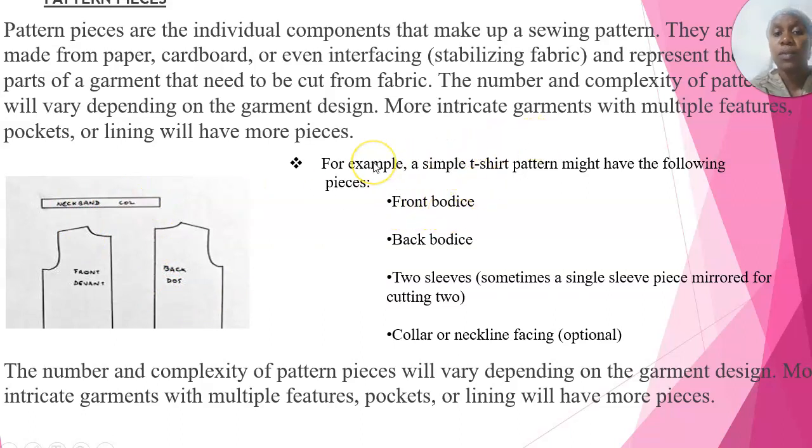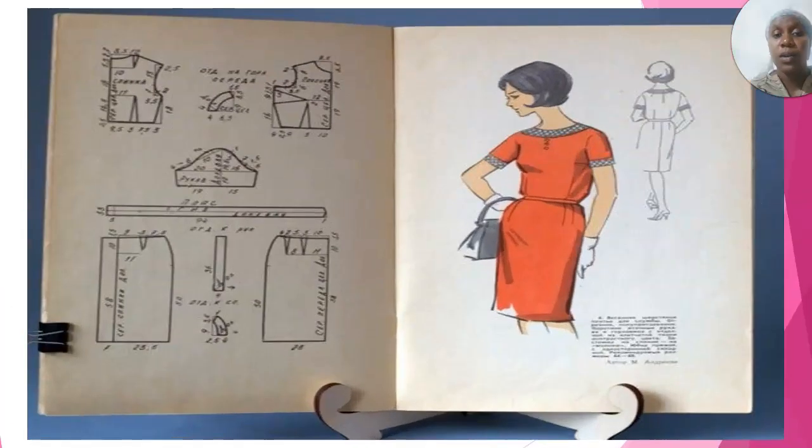When you want to make, for example, a t-shirt, you will require pattern pieces like the front bodice, like this one. We have the back bodice, like here. We also need sleeves, and we also need a collar, for example, like this one. Depending on the design of your garment, the pattern pieces vary. Now look at here, this is an example.